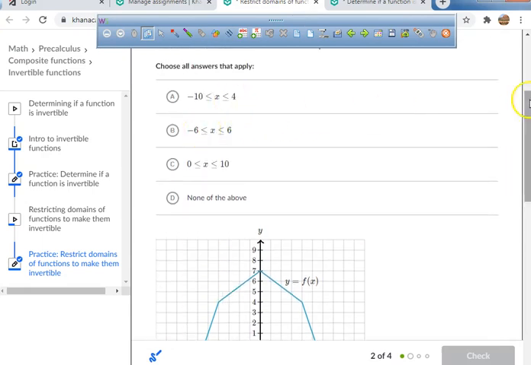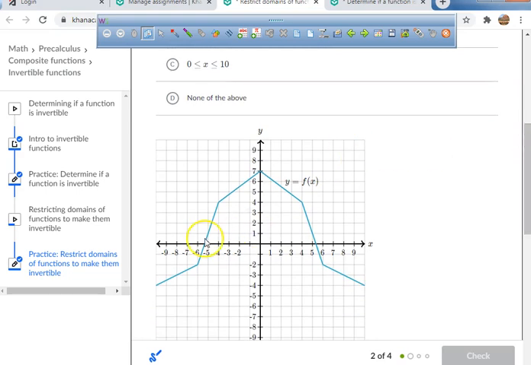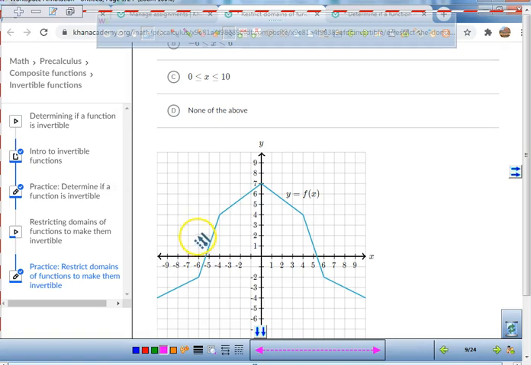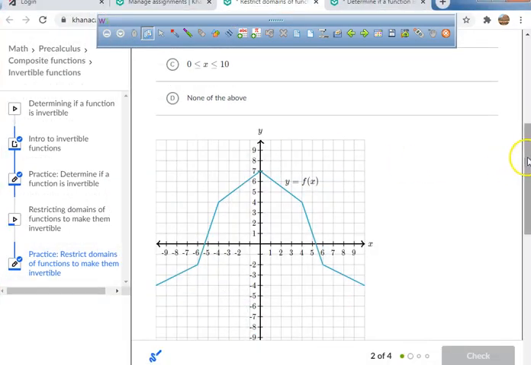How about from negative 6 to positive 6? See, here we go. If I go from negative 6 to positive 6, I touch it more than once there. I also touch it more than once right here. So I'm not going to select that answer choice.